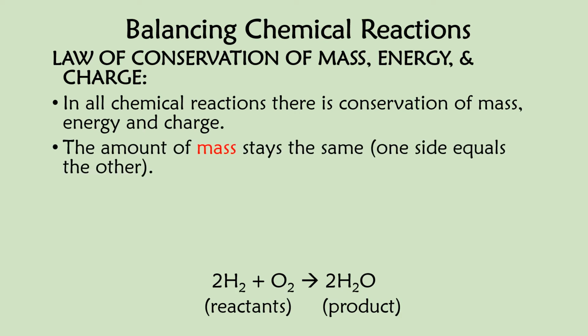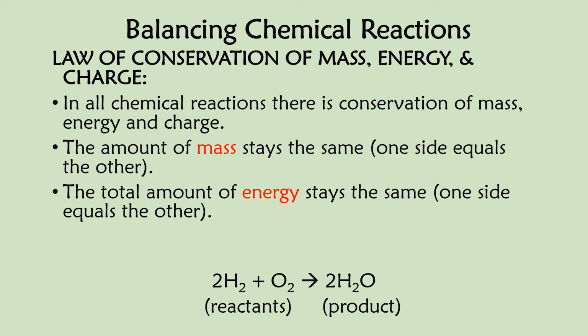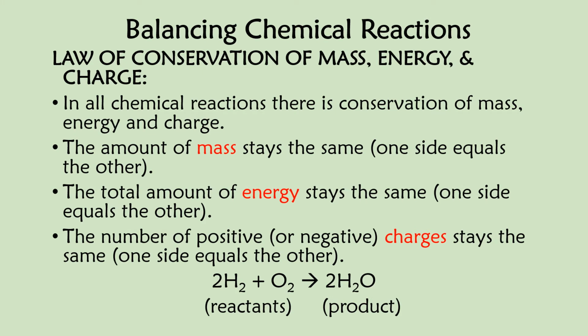So what we mean by the conservation of mass, energy, and charge is that the mass stays the same on both sides. The energy stays the same on both sides. And the charge, the positive and negative charges, they stay the same on both sides of the equation. So when you are balancing your equations, you will be expected to look at the number of atoms of each element on both sides.